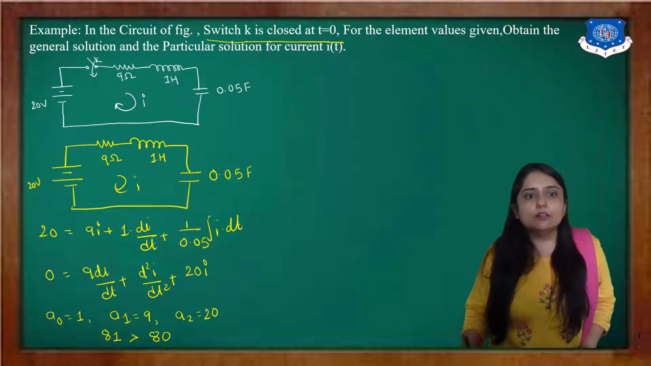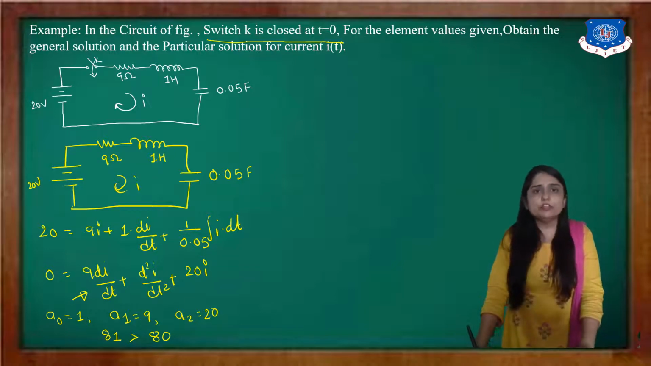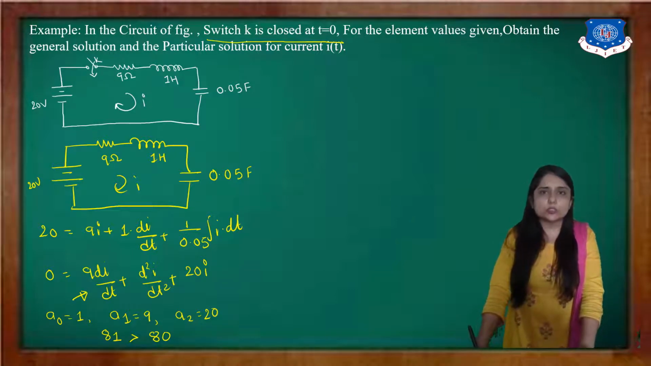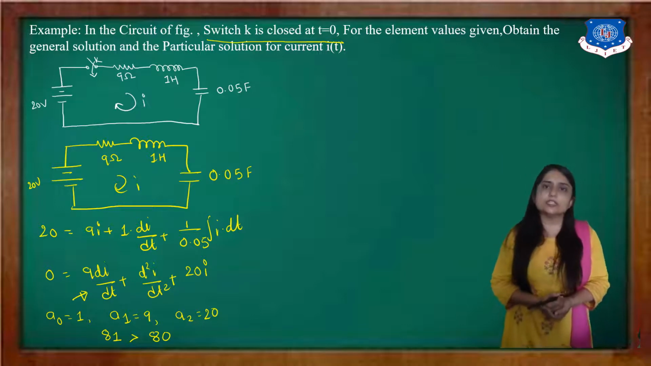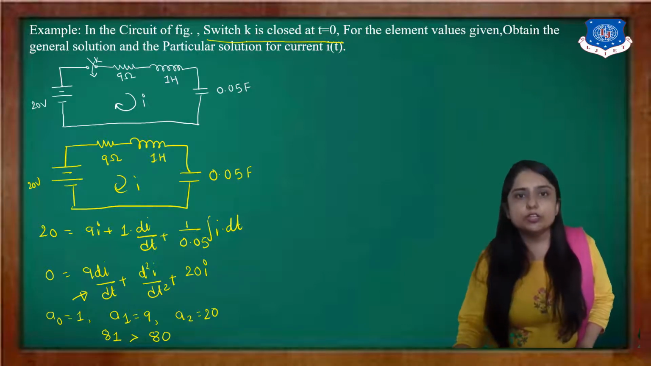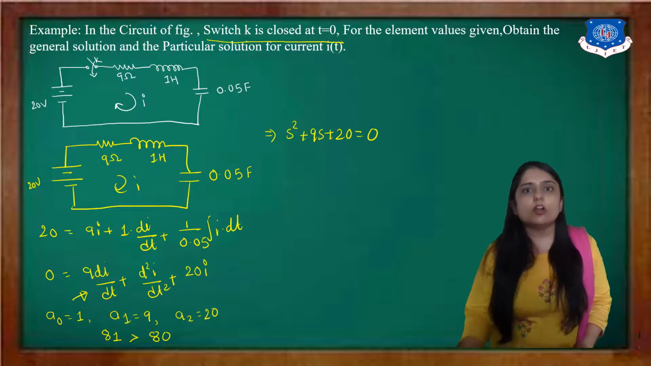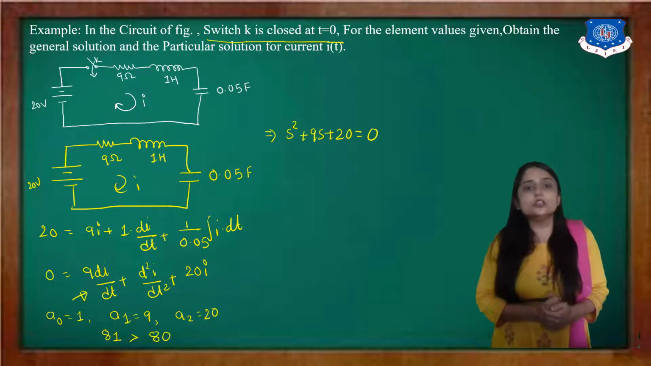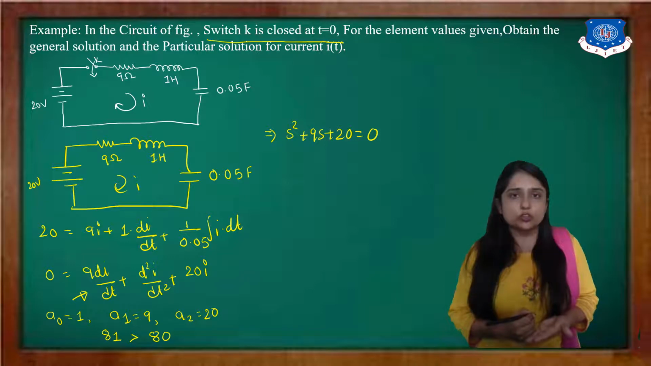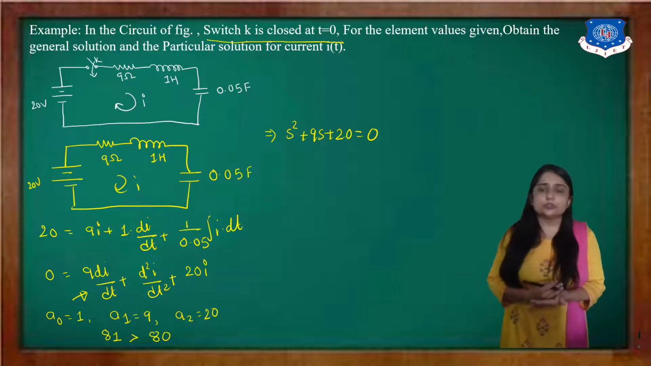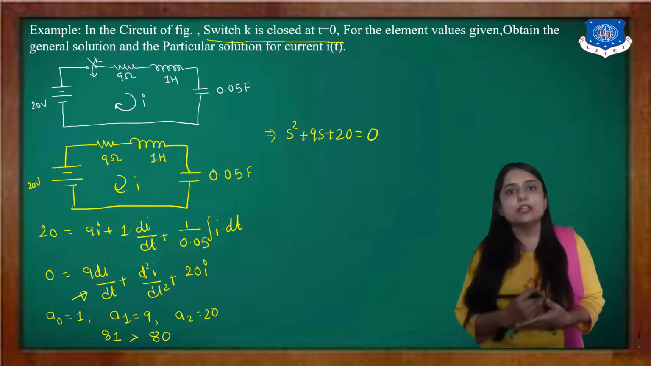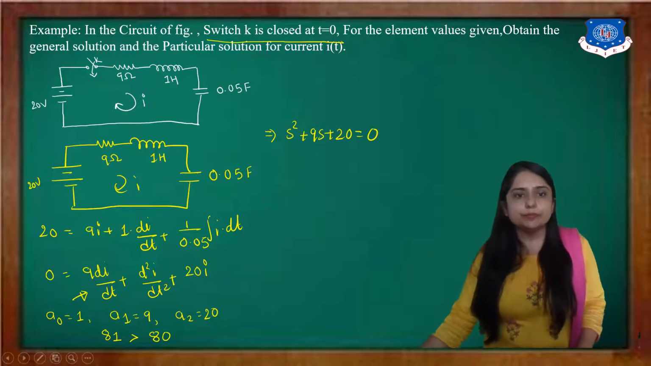So here, I'll just write down this equation in the form of S. We know that double derivative means S square and single derivative means S. So this equation will become S square plus 9S plus 20 equal to 0. We know that in our solution there are terms S1 and S2, which are the roots of this equation S square plus 9S plus 20. So let's find the roots of this equation.